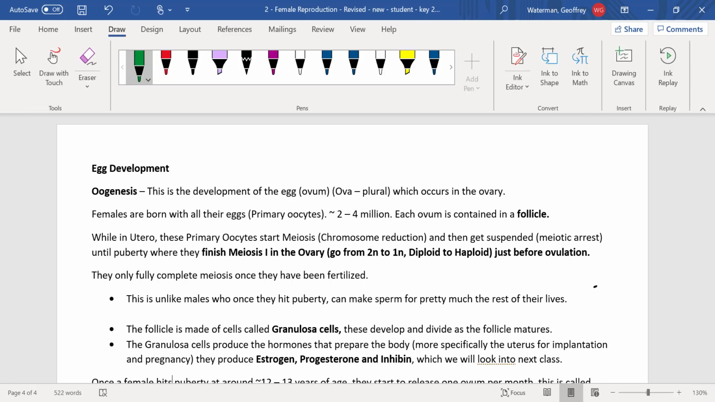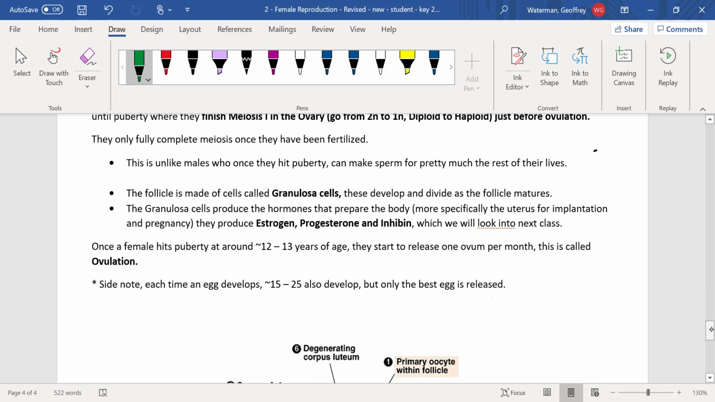So the female follicle is made up of these cells called granulosa cells, and you're going to see this as I draw some stuff in a little bit. Now these develop and divide as the follicle matures. Now the most important part here is that granulosa cells produce hormones that prepare the body, more importantly the uterus, for implantation. They produce estrogen, progesterone, and inhibin, which are all hormones that affect the uterus to prepare it for implantation.